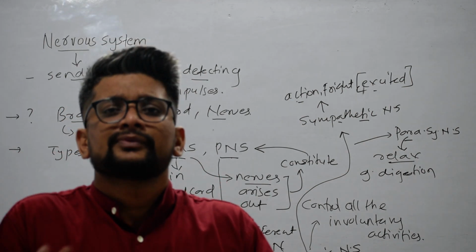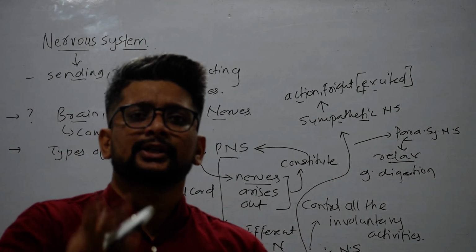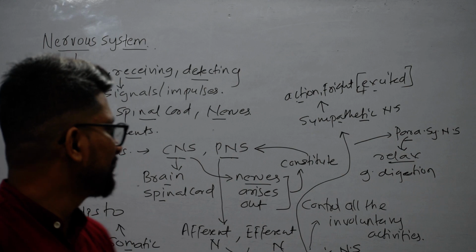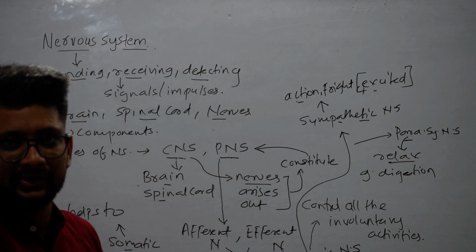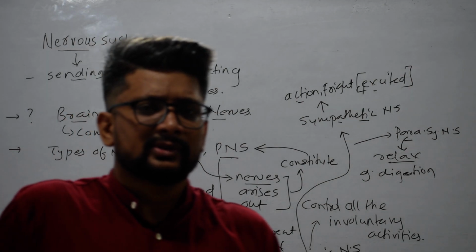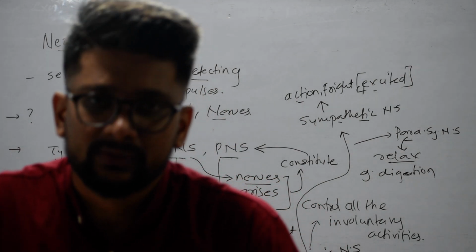What are the types of nervous system in our body? There are basically two types of nervous system in our body, and that is central nervous system and peripheral nervous system. Now, what is the central nervous system and why do we call it a central nervous system?